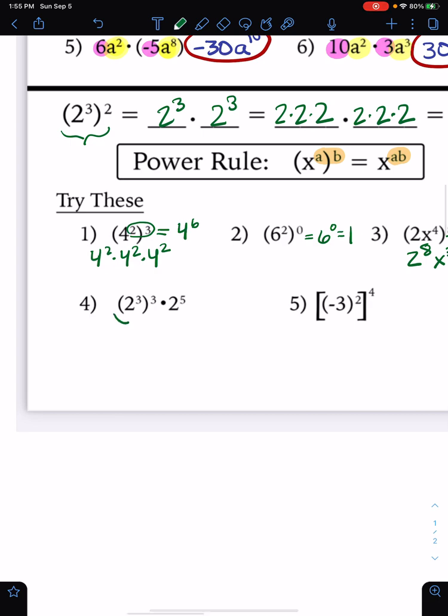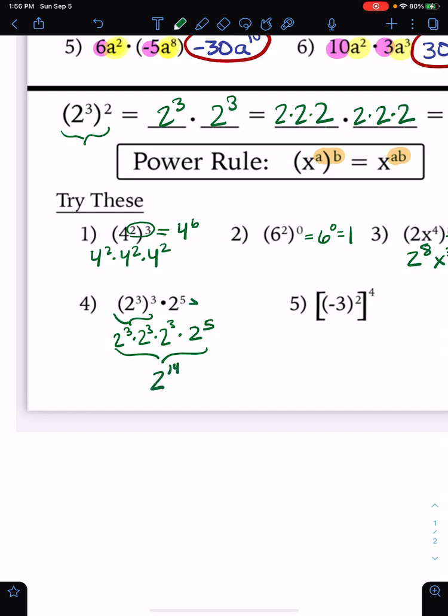All right, right here I've got 2 to the 3rd power times 2 to the 3rd power times 2 to the 3rd power times 2 to the 5th power. You could do it this way. That's a fun way to do it. And then look how many exponents you have all together. 3 plus 3 plus 3 plus 5 would be 14.